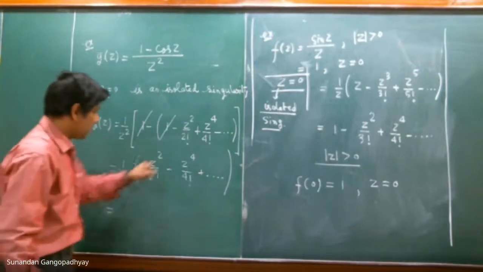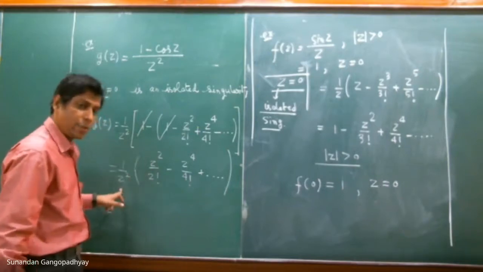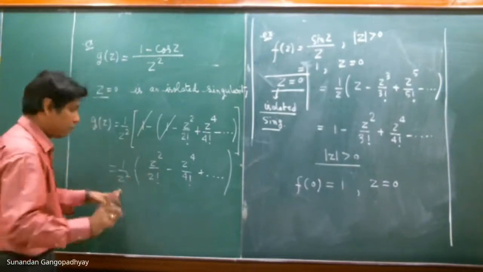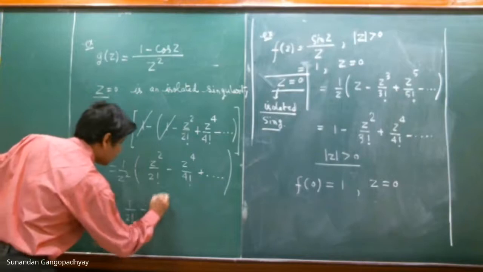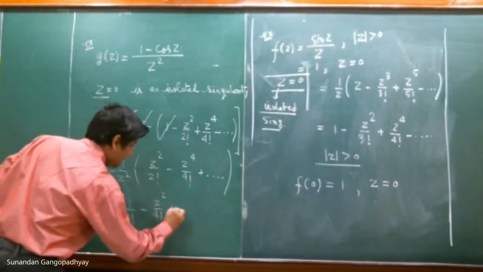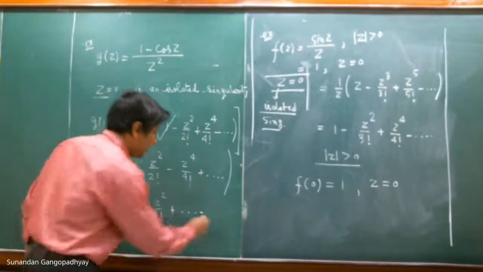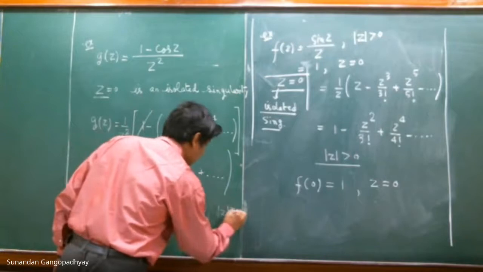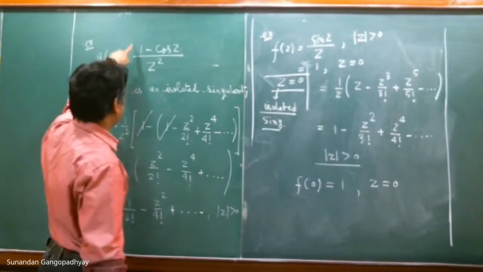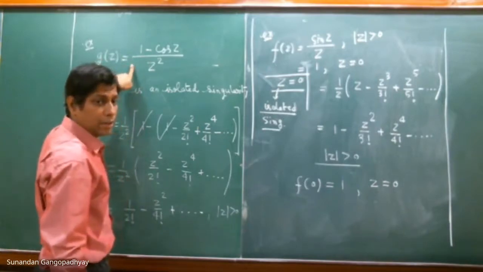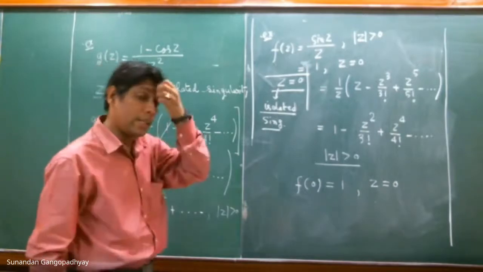And now you see that you can divide numerator and denominator by z square, provided z is not equal to 0. You should remember this. And therefore what you get is 1 by 2 factorial minus z square by 4 factorial and so on. This function is completely fine. This has a nice expansion, but this expansion is valid for mod z greater than 0. At z is equal to 0, it is not really valid. In fact, if you take the limit of this function at z is equal to 0, you can see that the limit is half.